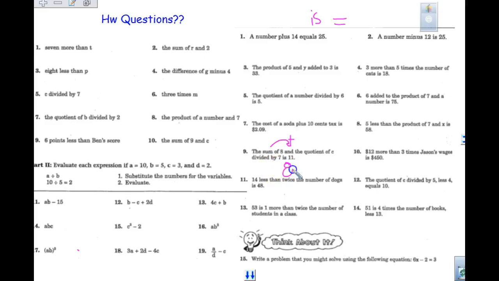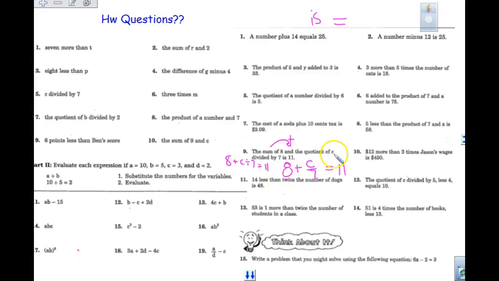So I have 8 plus, it says the quotient of C. Quotient just means the answer to division, so I know I'm dividing, and then it says C divided by 7. So C over 7, and it equals 11. Oh, Mrs. Thompson, I wrote mine this way. I put 8 plus C divided by 7 equals 11. Those are the same.